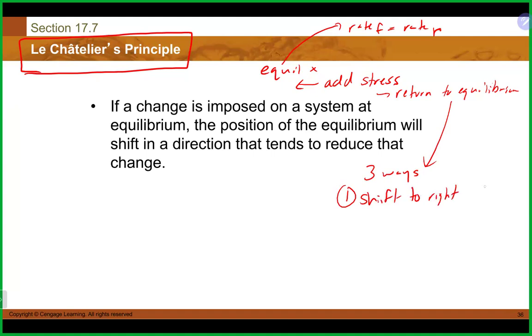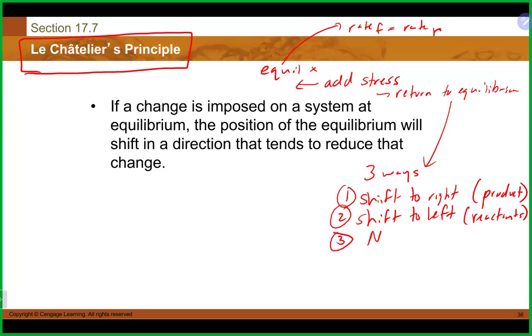And what that means is obviously the right-hand side of the equation is products, so we'll head towards the product side. It could shift to the left. And obviously on the left-hand side of the reaction, that's where we find reactants. And the third option is that, even though you did something to it and technically screwed up the equilibrium, there can be no change.